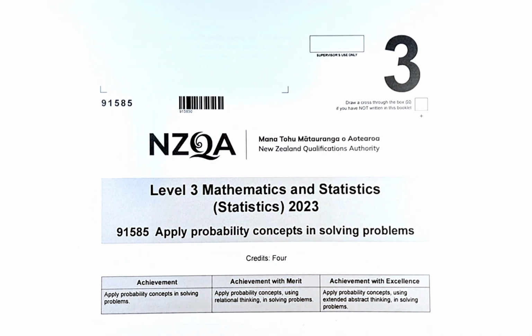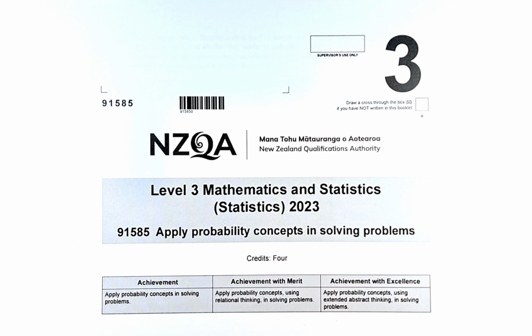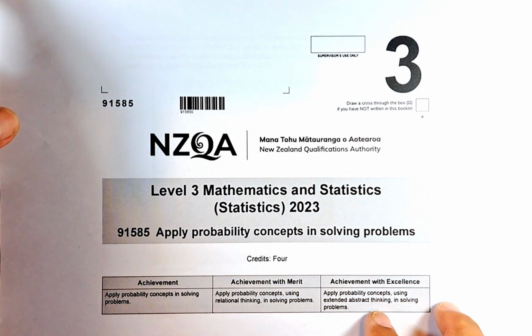Good day and welcome to video number 10 of the 2023 NCEA Level 3 statistics paper called Apply Probability Concept in Solving Problem. Today we are going to do question 2b part 1 and part 2 in this video because it is quite an easy question in part 1, so we'll do two videos in one. So without further ado, let's read the question.